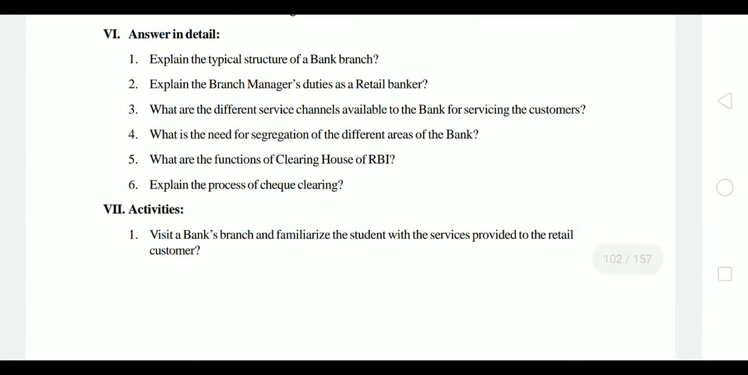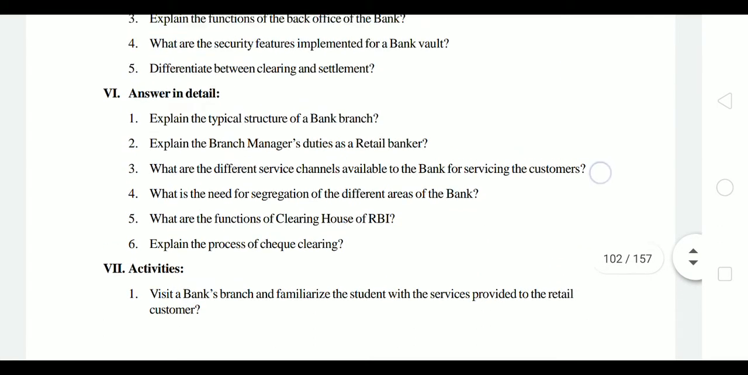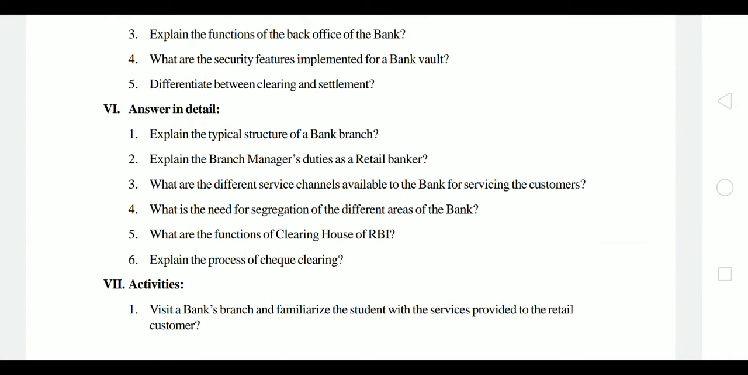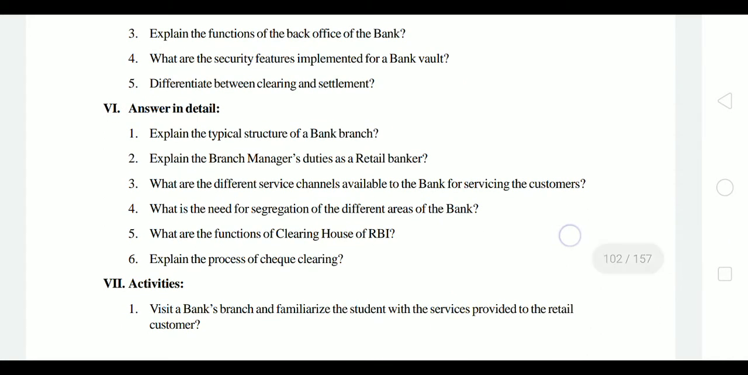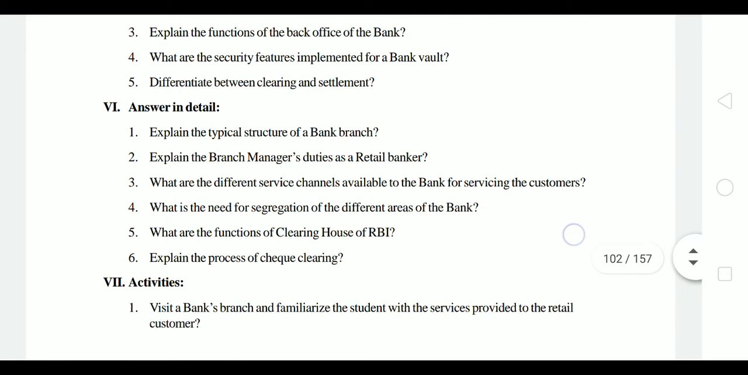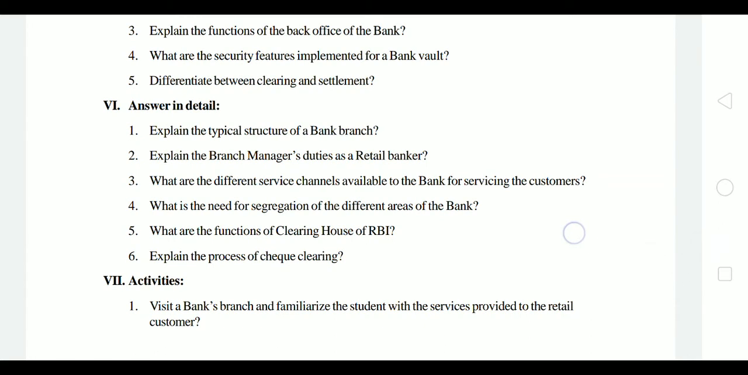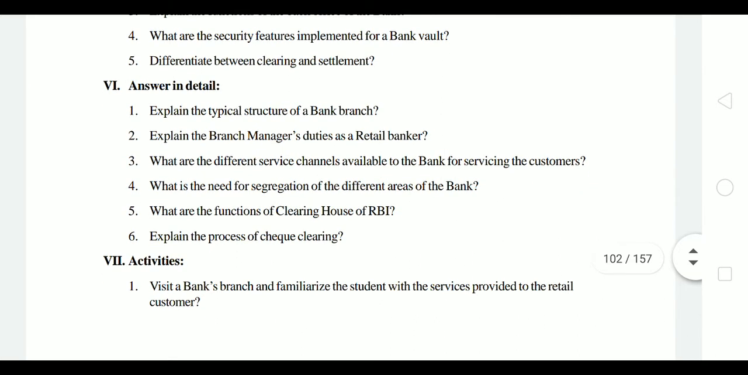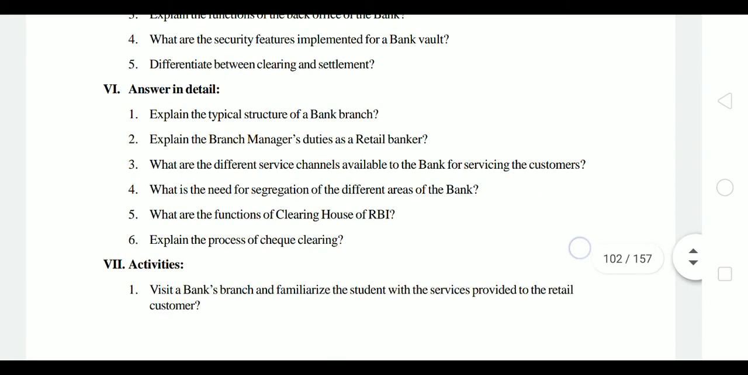Next is what are the functions of the clearing house of RBI. So we can mention the functions of clearing houses. They clear and settle transactions relating to paper based instruments like checks, drafts, payment orders, etc. Second, it also helps in exchange of instruments. Third is settlement of claims with banks like major banks or with the central banks. So these can be some of the functions of clearing houses.